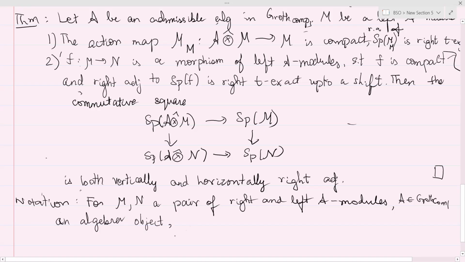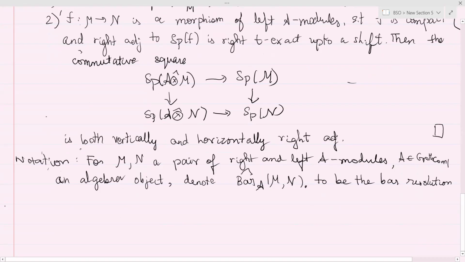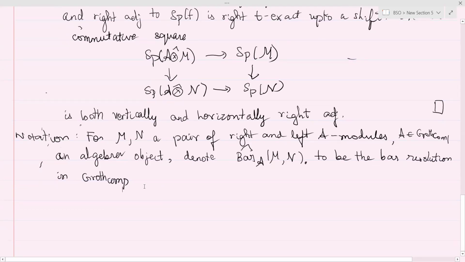We denote var hat of this. This would be the bar resolution in Groth comp. Equivalently, it's the completion of the bar resolution in Groth, because this functor is symmetric monoidal.